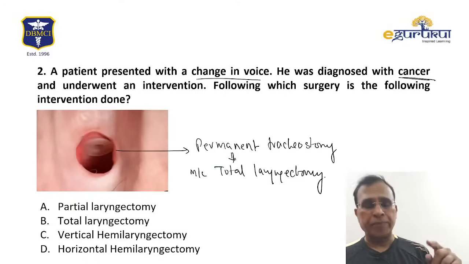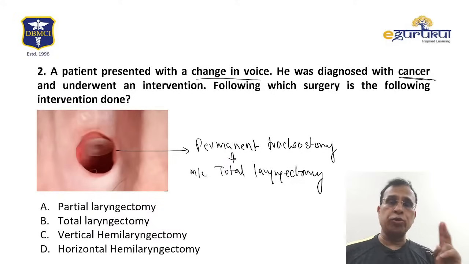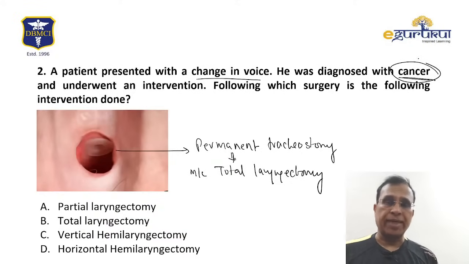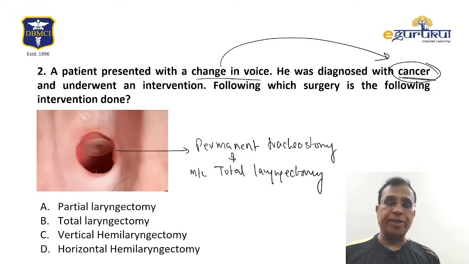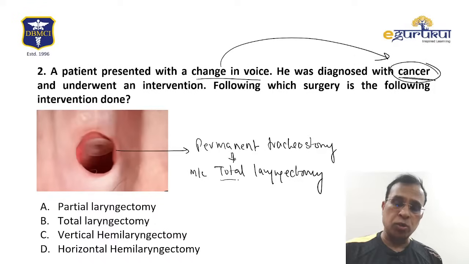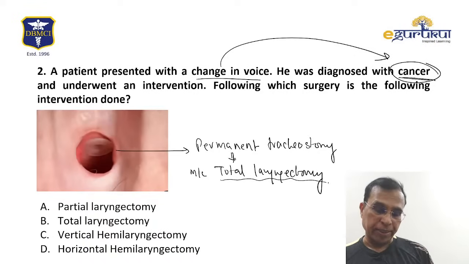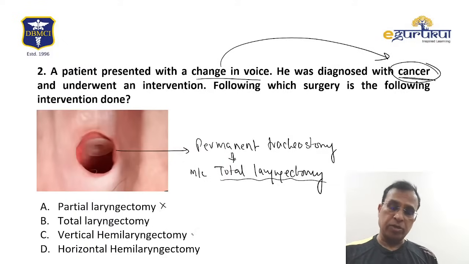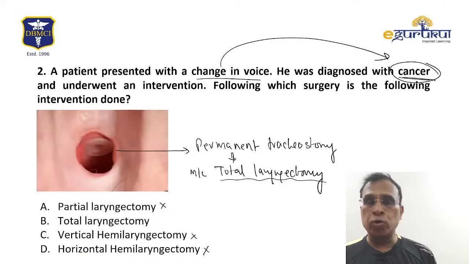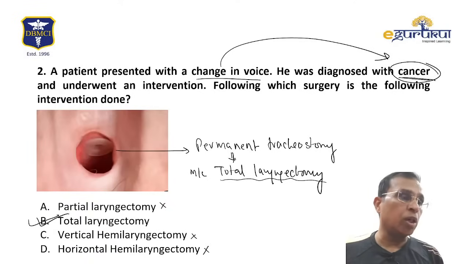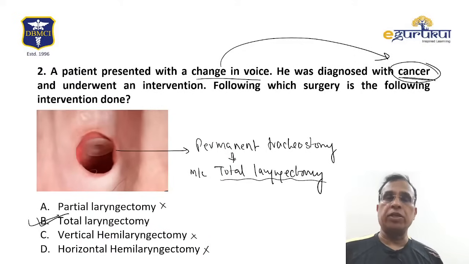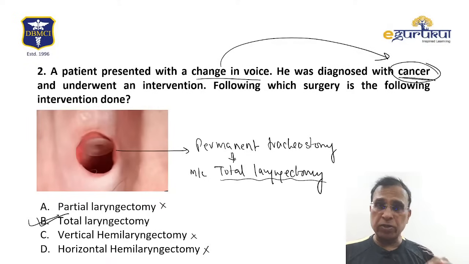So you can see it's a big opening on the neck, and this tells you two things here. One, it tells you the patient is suffering from cancer, and that's why there is a voice change. And if for a cancer you have this permanent tracheostomy, then most likely the patient has undergone total laryngectomy surgery. Right? Because in partial laryngectomy or vertical hemilaryngectomy or horizontal hemilaryngectomy, we don't do a permanent tracheostomy in any of these conditions. So total laryngectomy is the correct answer. Although nowadays total laryngectomy is less commonly done, because it has a lot of disadvantages.